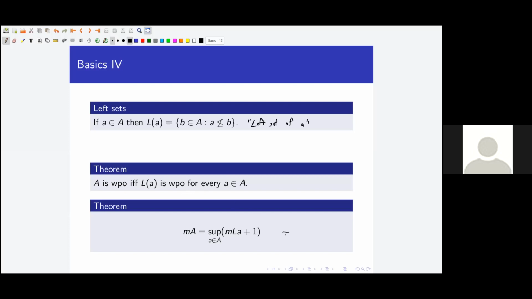A second quite interesting theorem relates these left sets to the maximal order types. And what it says is that the maximal order type of A is basically the supremum of the maximal order types of all the left sets of its elements. And then there's a +1 in here just to, well, if you think of a finite case, for a 4-element well partial order, the maximum of these left sets would be 3. And in general, successor cases are like that. You just need to add 1.